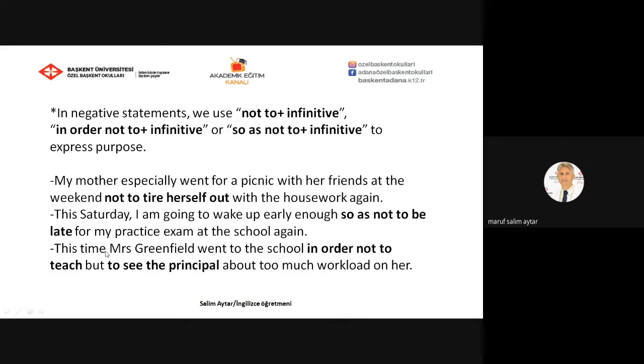And finally, this time, Mrs. Greenfield went to the school in order not to teach, but to see the principal about too much workload on her.